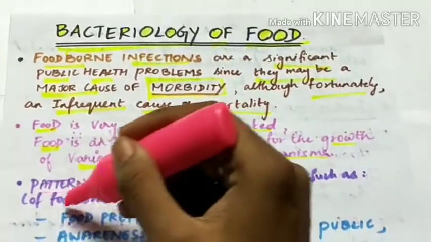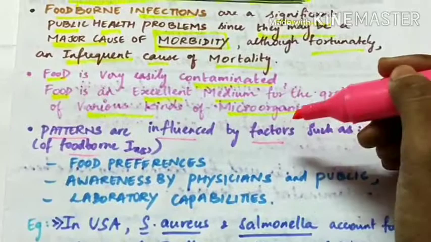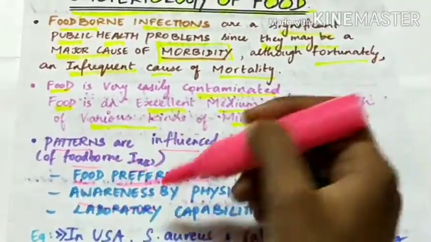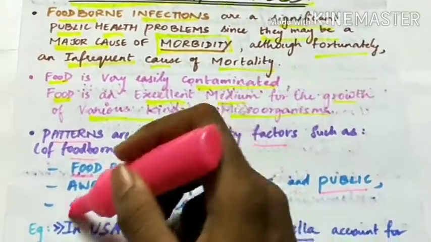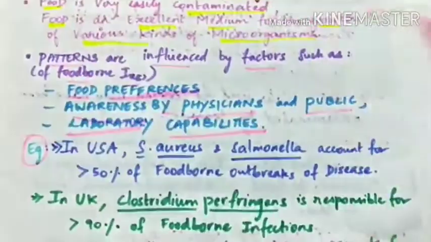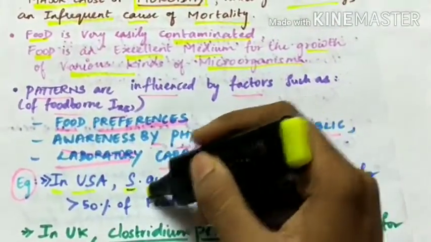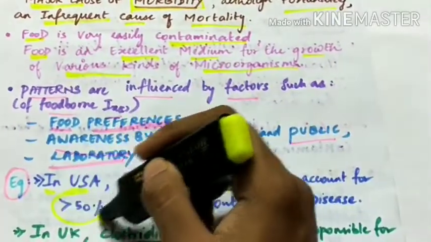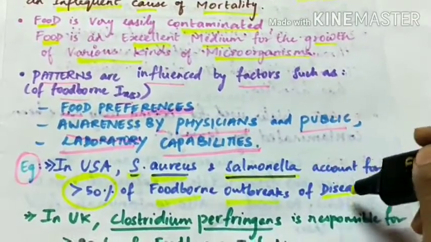The patterns of foodborne infections are influenced by factors such as food preferences, awareness by physicians and the public, and laboratory capabilities. For example, in USA, Staphylococcus aureus and Salmonella account for more than 50% of the foodborne outbreaks of the disease.